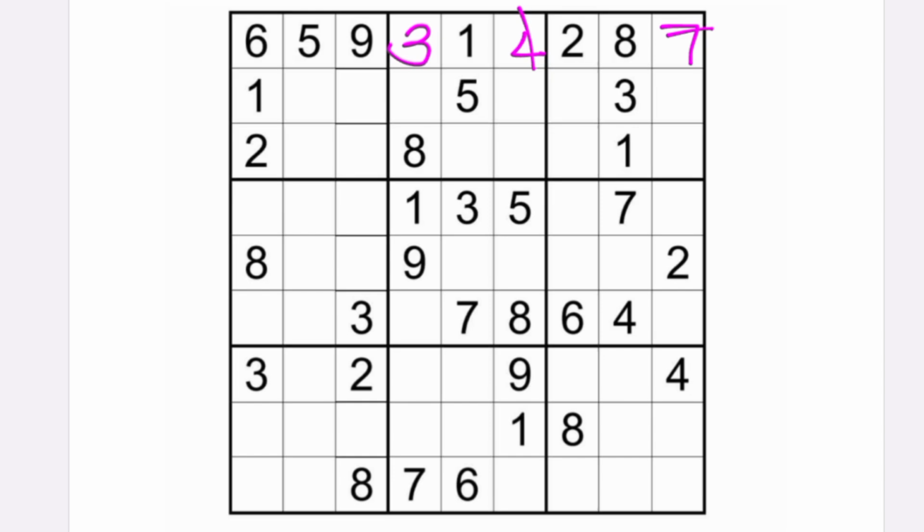So class, this is the easiest way to solve your Sudoku. You have to find its missing numbers row by row. It's up to you if you solve your Sudoku by box, by 9 by 9 box, or by row. So, the second row.